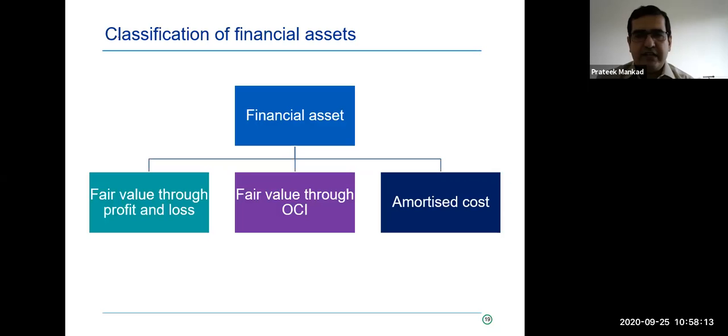So assume I invested in a government security, which is absolutely, or which is risk-free if it's in the home currency. If I invested 100 rupees in a government security, it will always stay at 100 rupees in my books, regardless of whatever is the discount rate or the yield environment in the country.